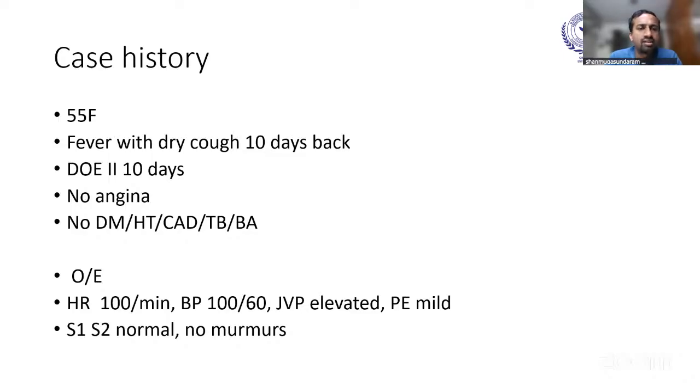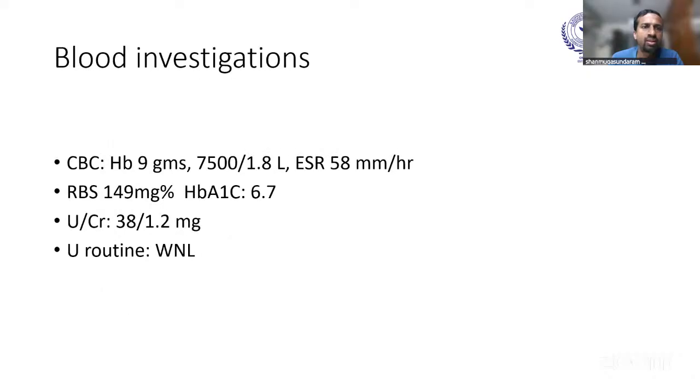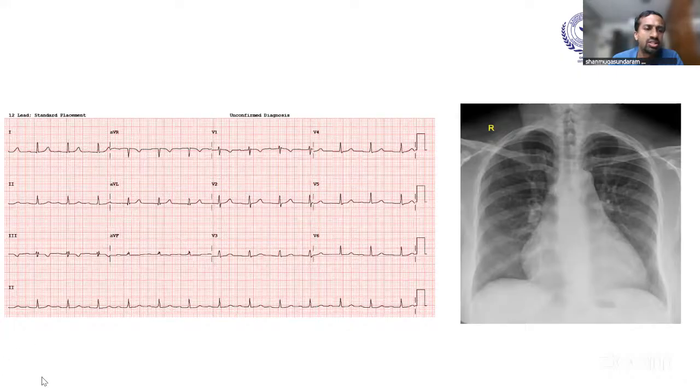She was a bit tachycardic at presentation. Her BP was normal. She had evidence of volume overload. Heart sounds were normal and no murmurs. Basic blood investigation showed mild anemia with elevated ESR, which is 58 millimeters per hour, and HbA1c was slightly elevated. Renal function was normal to begin with, and urine routine examination was normal. This was the ECG at the time of initial evaluation, which showed evidence of a prolonged PR interval. Otherwise, no significant abnormal finding. The chest X-ray showed cardiomegaly and the pulmonary vascular markings were normal.